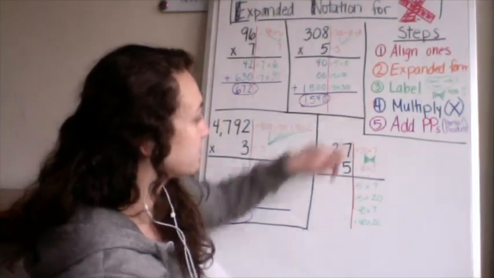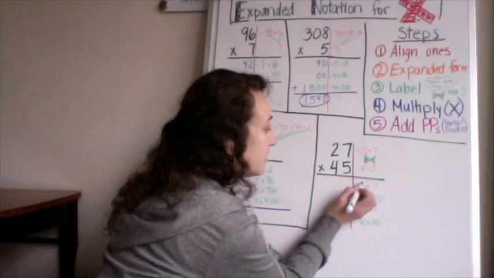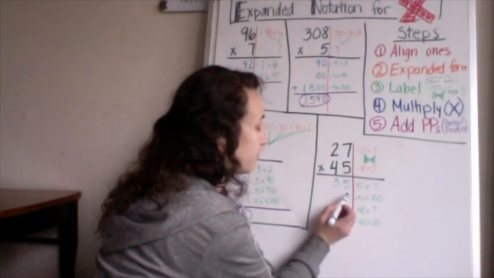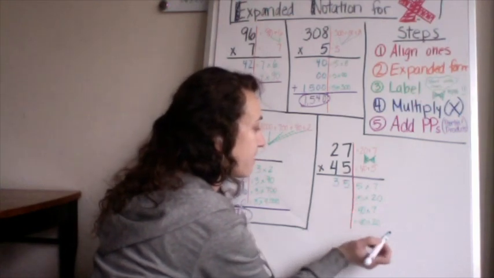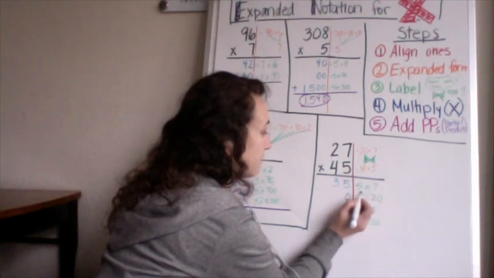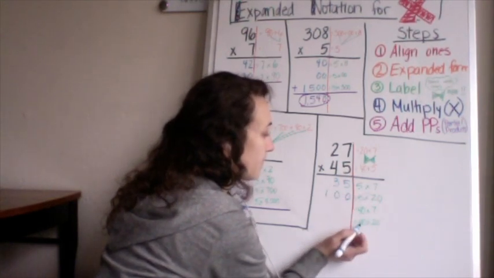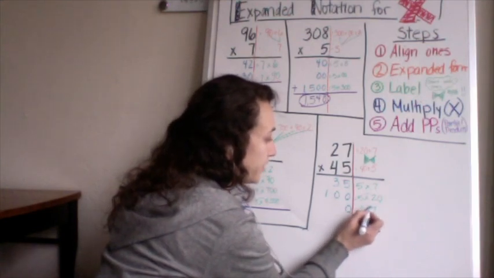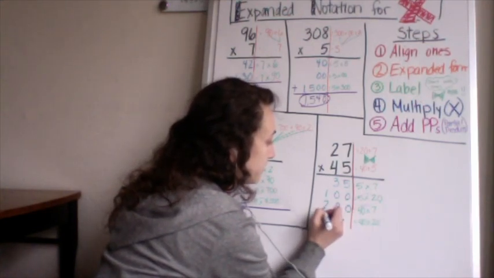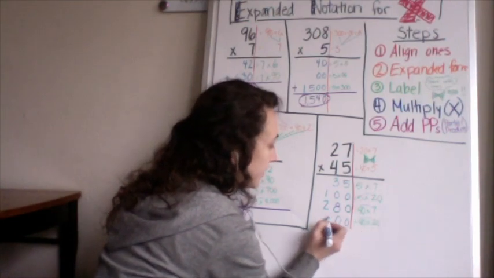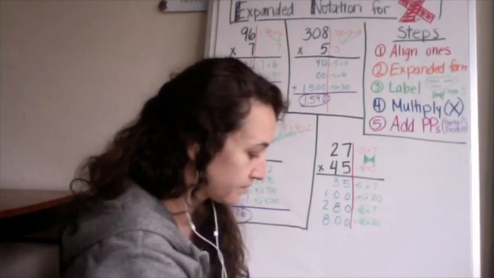Step number 4 is multiply. 5 times 7 is 35. Aligning my digits, my place values. 5 times 20, 0. 5 times 2 is 10. 40 times 7, I have my 0. And 4 times 7 is 28. 40 times 20, I have 2 zeros. And 4 times 2 is 8.